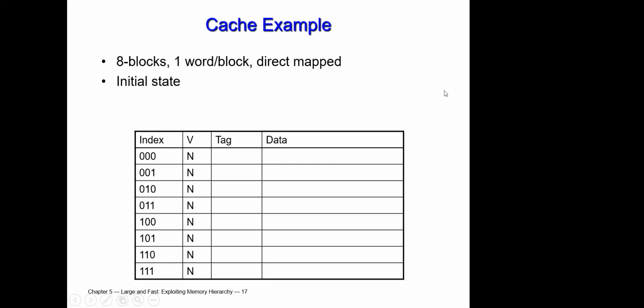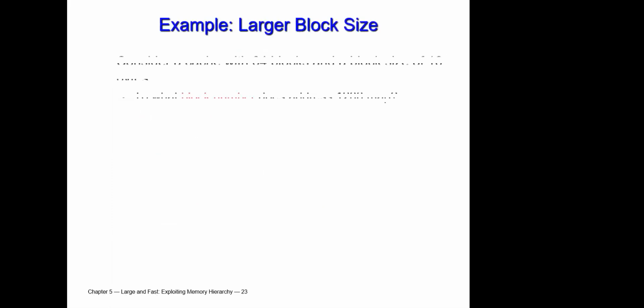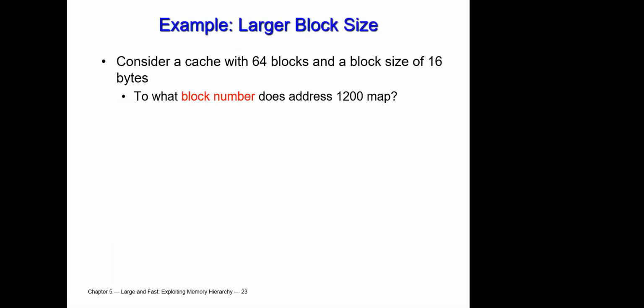So with this cache example, this is exactly the same as we just went through in the animation book, so I don't want to go over this again. But now assume that we have this problem and we would like to solve it. Consider a cache with 64 blocks and a block size of 16 bytes. And then my question is, to what block number does address 1200 map?